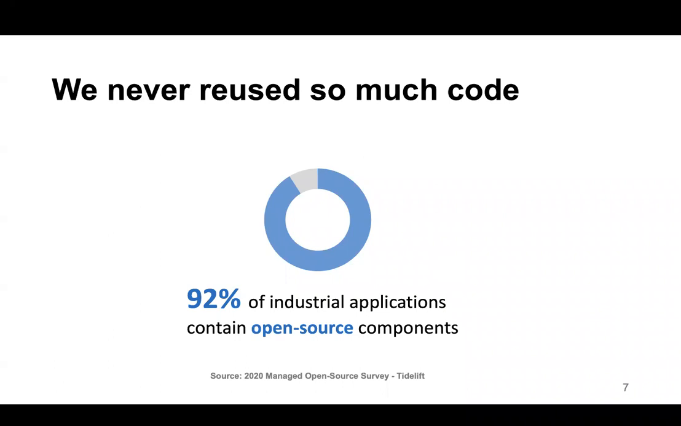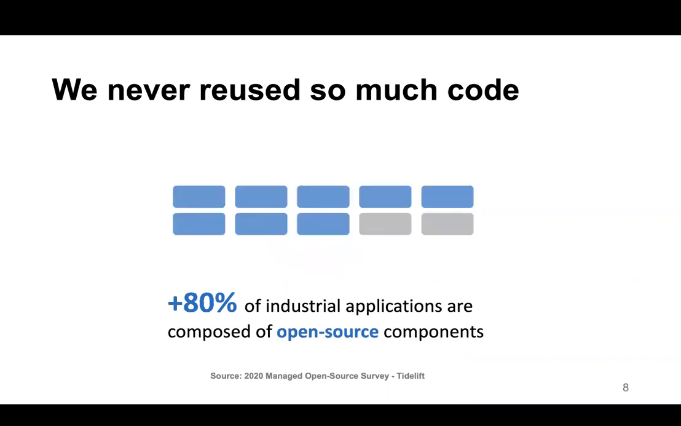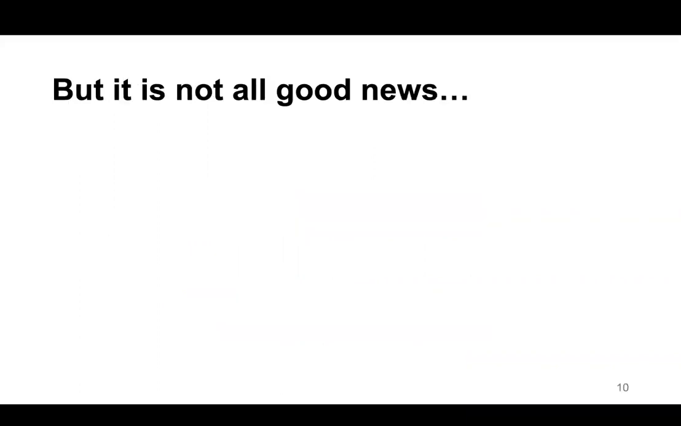It's estimated that 92% of industrial applications use open source components. And more than that, if you take every 10 components that they deploy, 8 come from the open source world. We're talking here about infrastructure, but also about code. So we use open source components extensively.